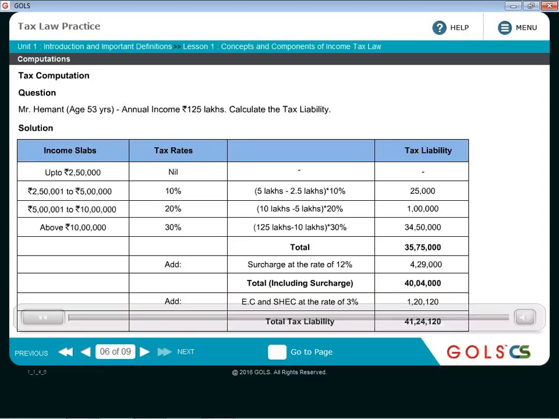So once we add the total tax including surcharge plus education cess, it gives us the total tax payable for the person, which is rupees 41,24,120. This is how we will compute the income tax liability for a person whose income exceeds rupees 1 crore.